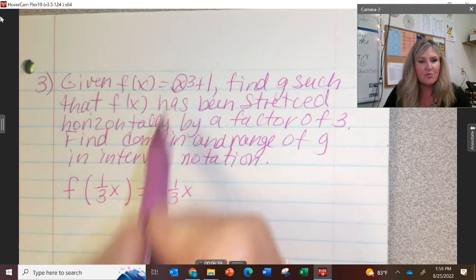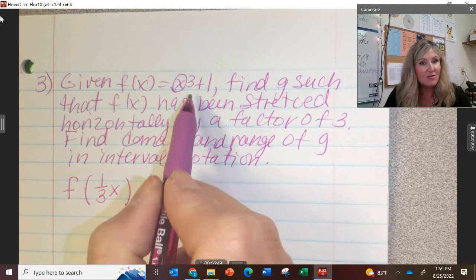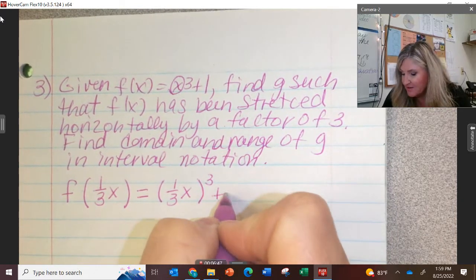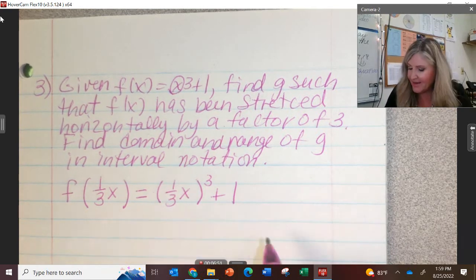Where does that cube go? On the inside or the outside? Outside. The circle's becoming a parenthesis. Did anybody have this answer for g? All right, I like it. It's good.